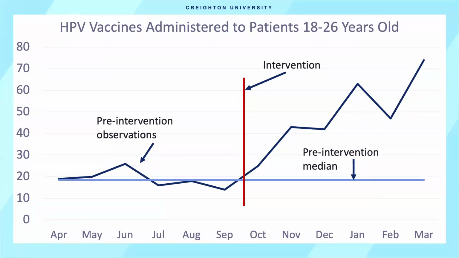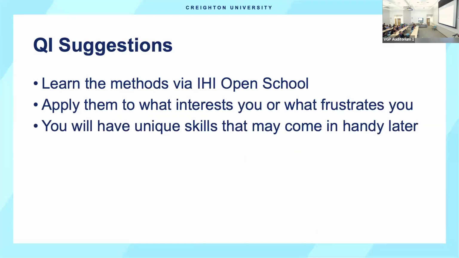A couple of suggestions for your QI projects. First, I suggest that you learn the methods that are in the IHI Open School. I believe the Open School is still free access for students and residents, but you have to identify yourself as a student or a resident. They've established a paywall, but I think you can get through it if you declare yourself to be a resident.